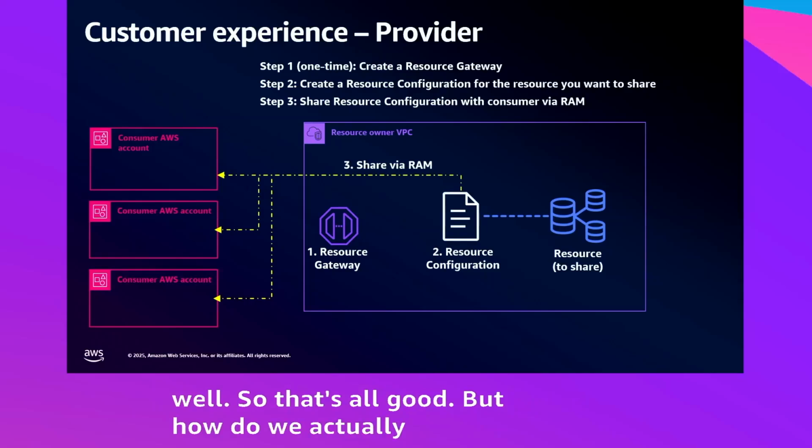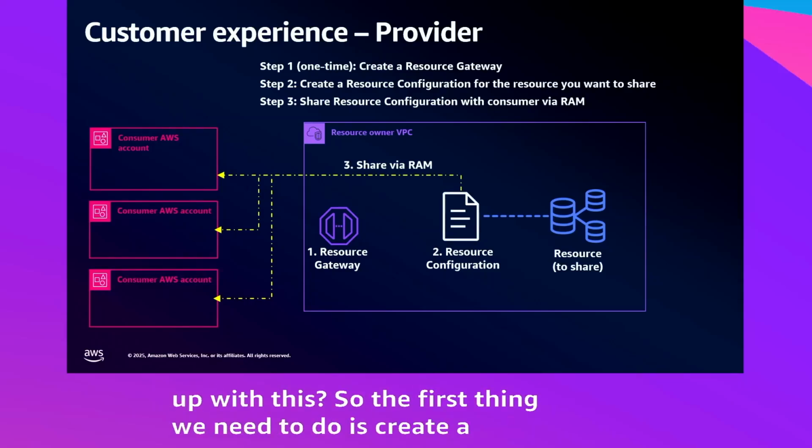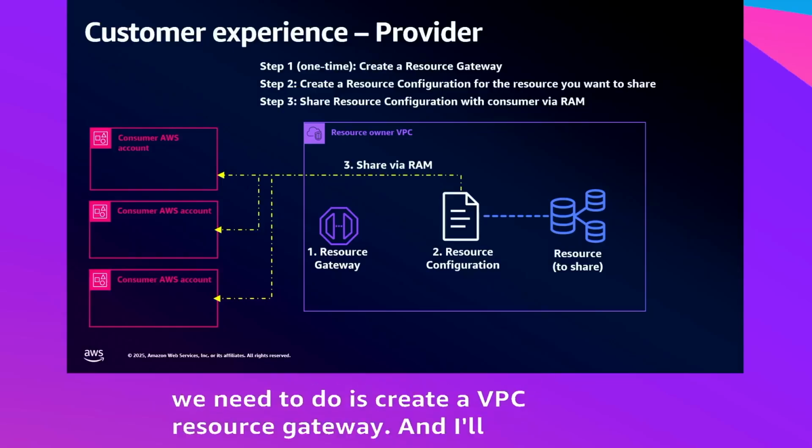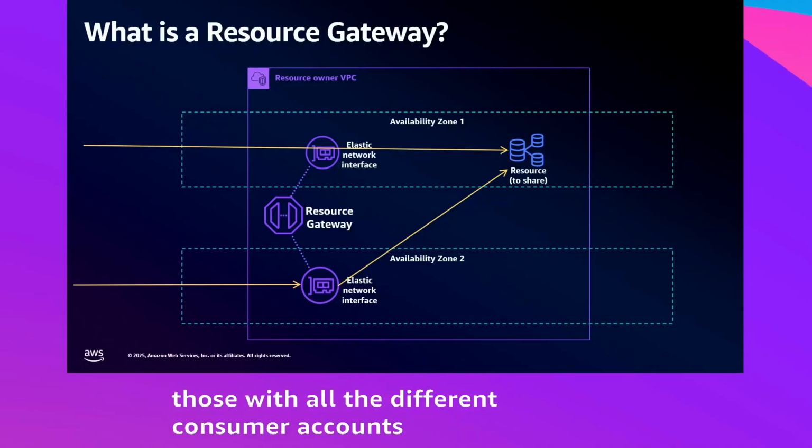So that's all good, but how do we actually get started with this? The first thing we need to do is create a VPC resource gateway, and I'll touch a little bit later on what that actually is. But once we've done that, we need to define a policy for what is the service that we want to expose, which is a specific type of resource. We've covered the different types. Once we've configured those resources, we can now use Resource Access Manager to share those with all the different consumer accounts.